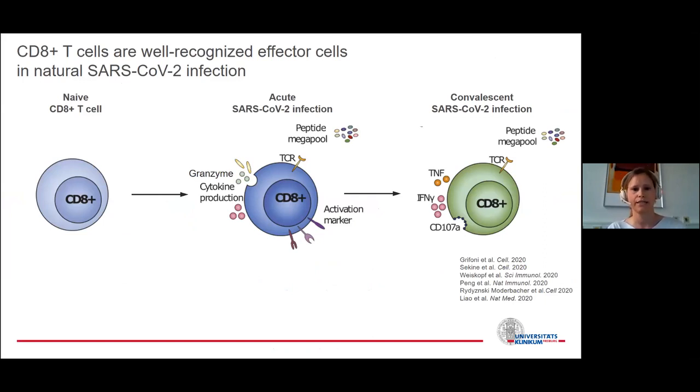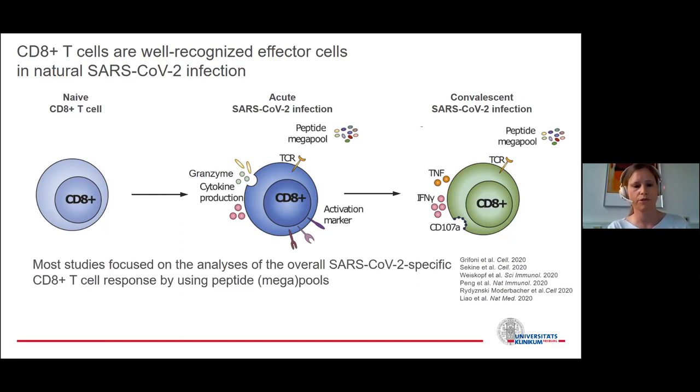CD8 T cells go through an effector phase in the acute infection, and then also have the capacity to establish a memory response. They are really well recognized effector cells also in natural SARS-CoV-2 infections. Most studies focused on the analysis of the overall SARS-CoV-2 specific CD8 T cell response by using peptide pools. By this approach, you can map the overall response, but you do not map the kinetics and dynamics on a single epitope level.